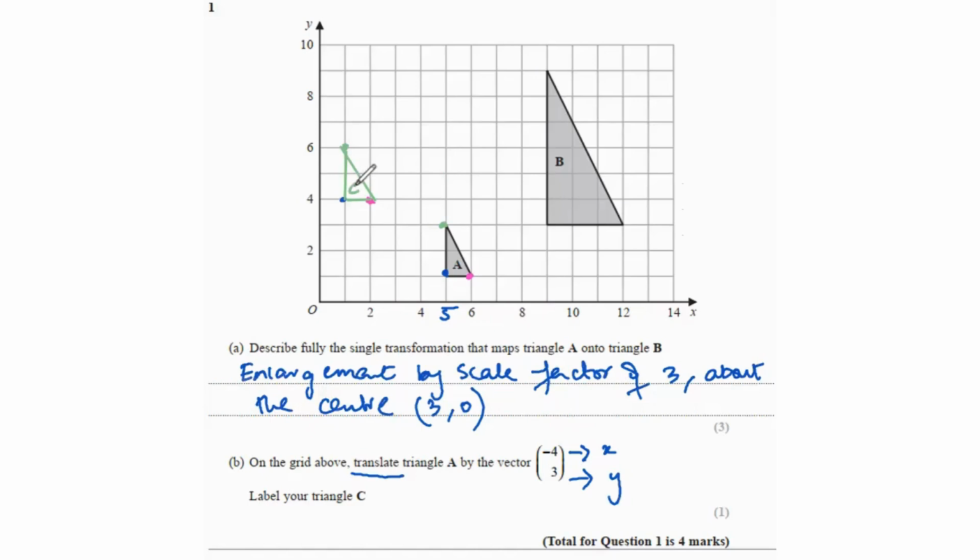That's how you translate. So to summarize, in a translation vector, the top number is the X value and the bottom number is the Y value. If the top number is negative, you move the shape to the left. If it's positive, you move the shape to the right. If the bottom number is negative, we move the shape down. If it's positive, we move the shape up. That's translation and enlargement.